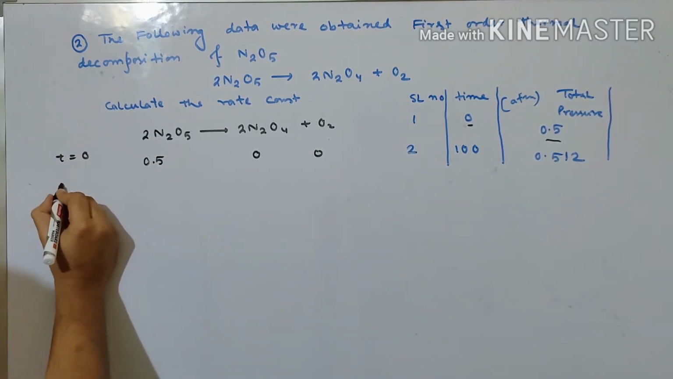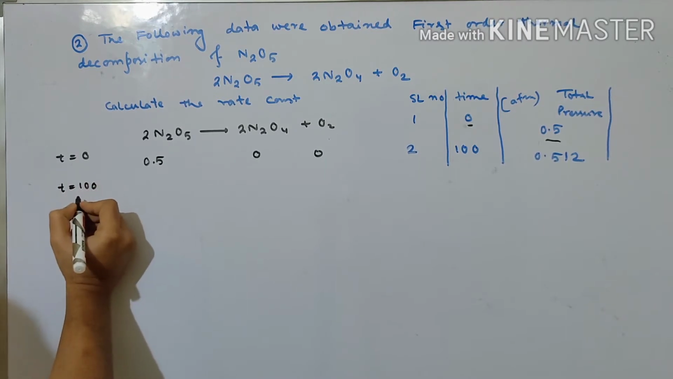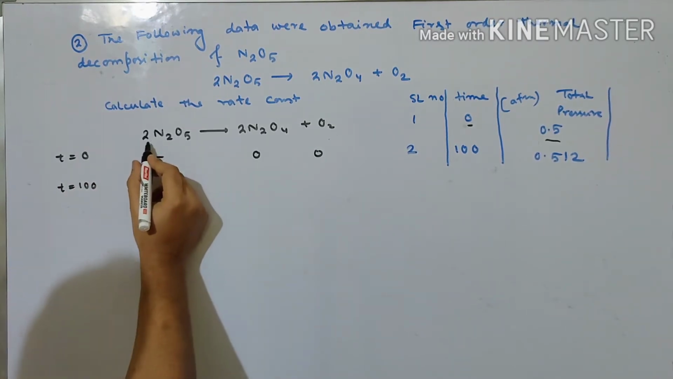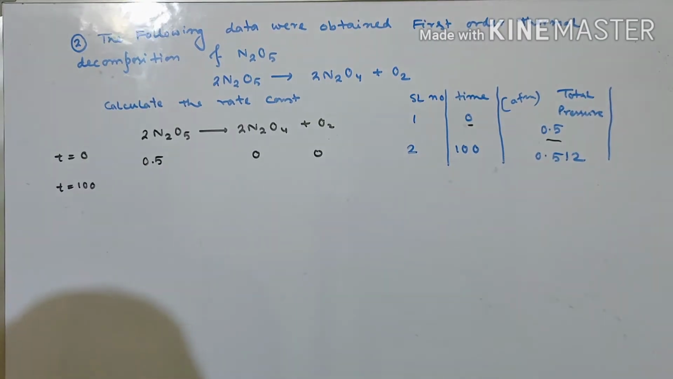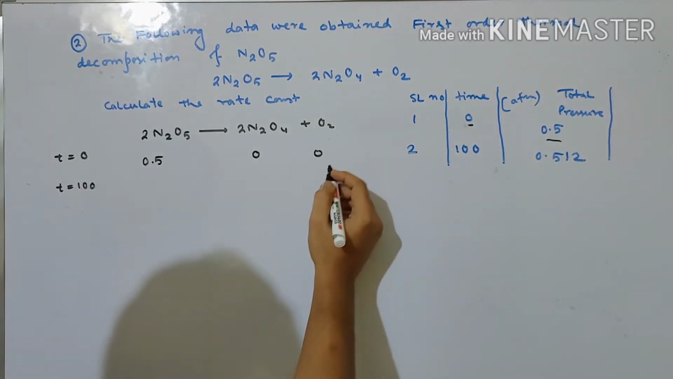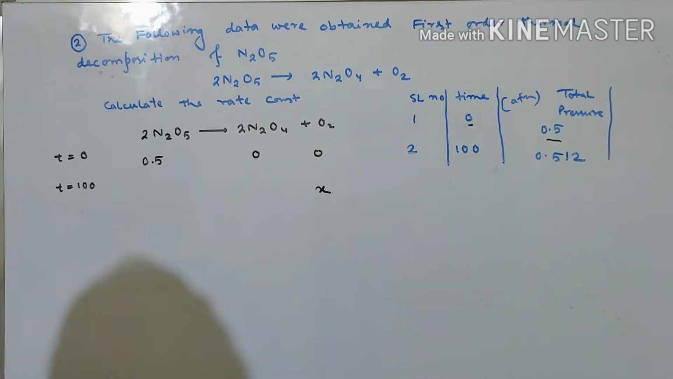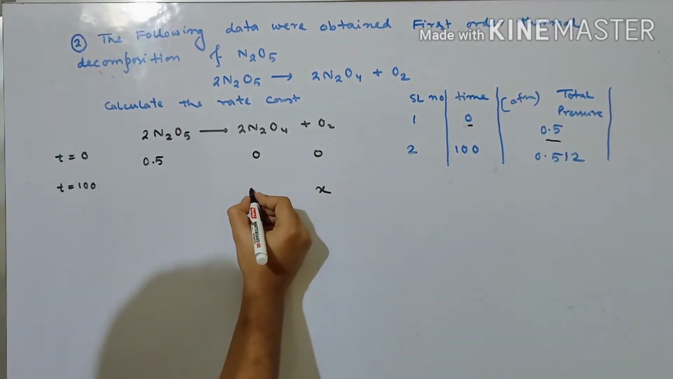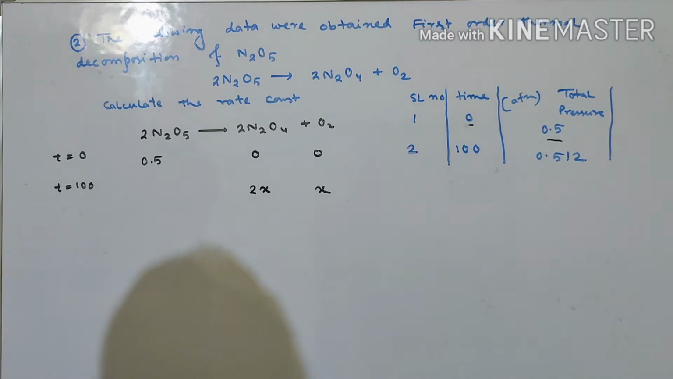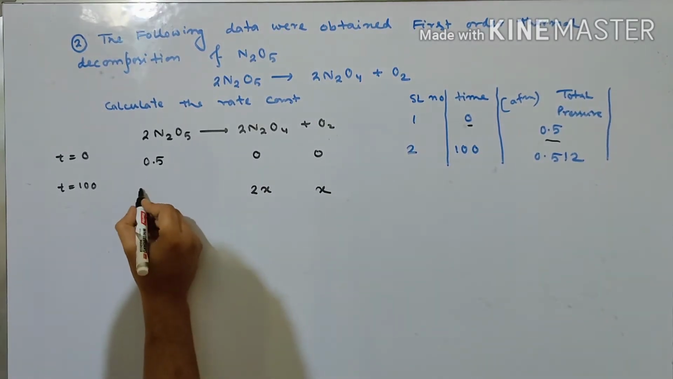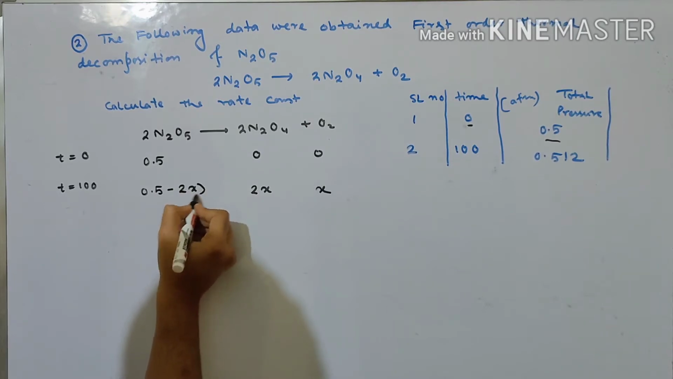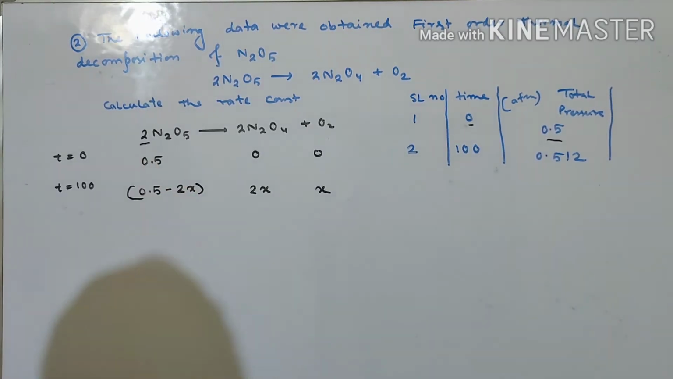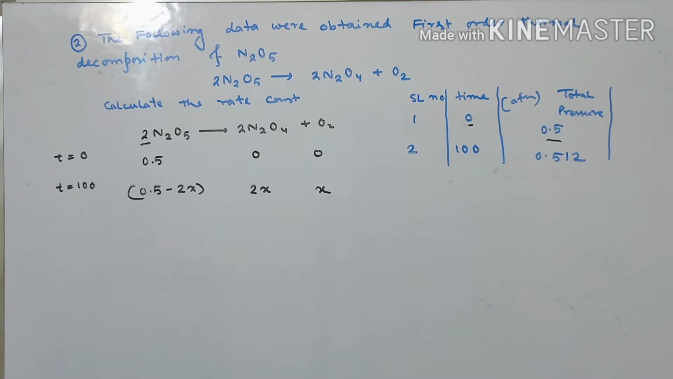Now when T becomes 100, say for example that X amount of oxygen is formed. If this is formed in X amount, so definitely N2O4 is going to form in 2X amount. So how much will be reduced from here? It should be 0.5 minus 2X because of this coefficient term, right? This much I think everyone has understood.